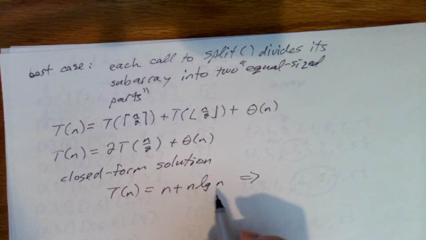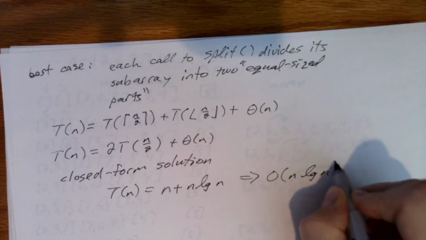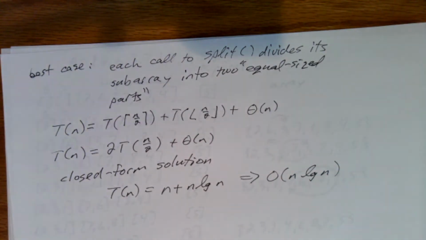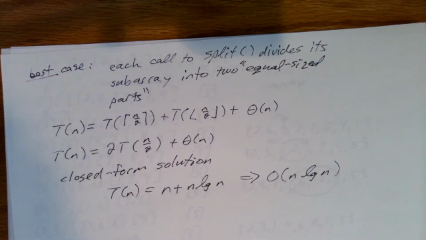This is the dominant term, so the big O value for this is n log n. That's the big O value for that. So that would be what we would have for best case. Let's see an example that would demonstrate worst case.